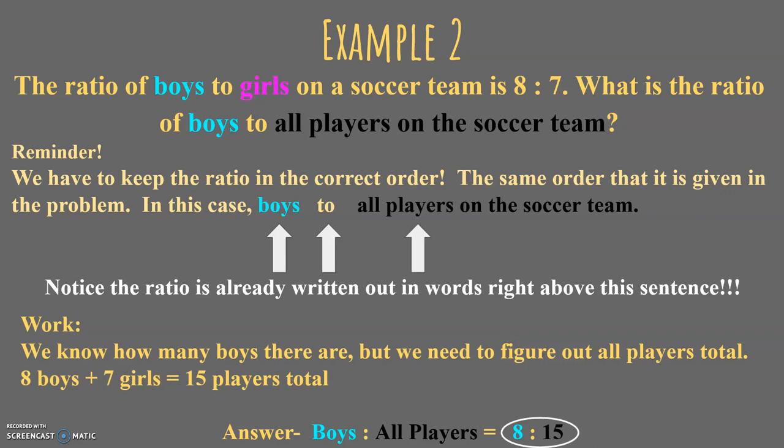3 different ways. But the most common way, at least that I have seen, to write ratios is using the colon. So get used to seeing the colon as a way to write ratios. 8 to 15 is the ratio of boys to all players.